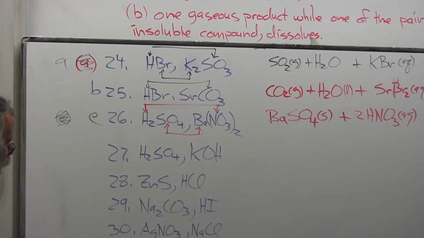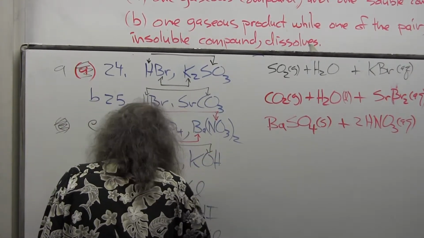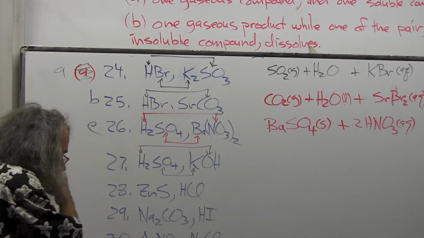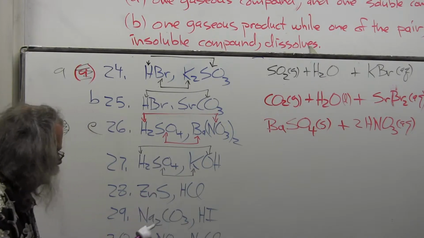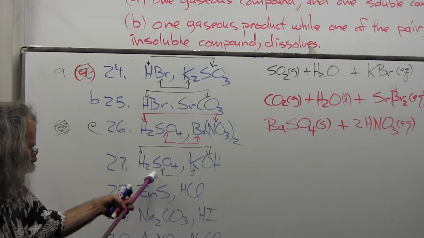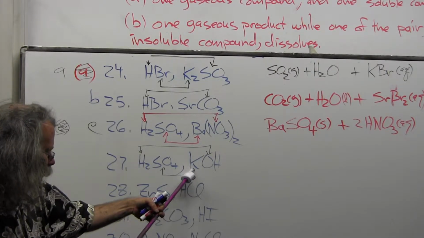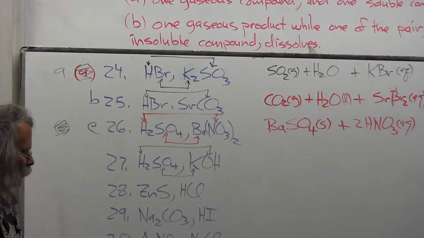Okay, now number 27. Again, we look at the outer pair, we look at the inner pair. And first I check to make sure both are soluble. Well, the first one is sulfuric acid. It is soluble in water. The next one is a potassium salt, so it doesn't matter. They're both soluble in water, so I don't have any insoluble starting materials.